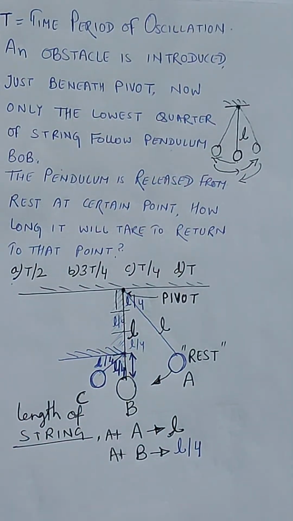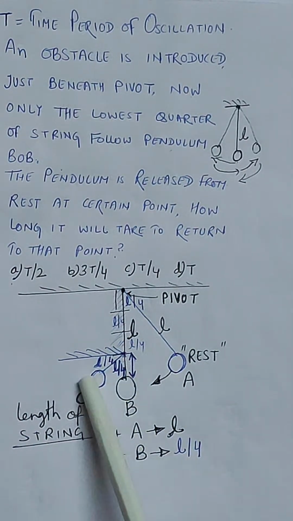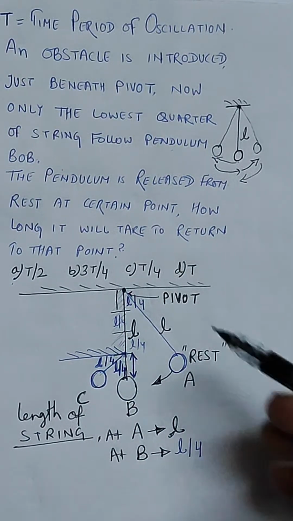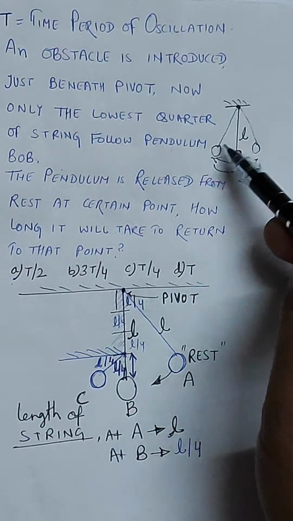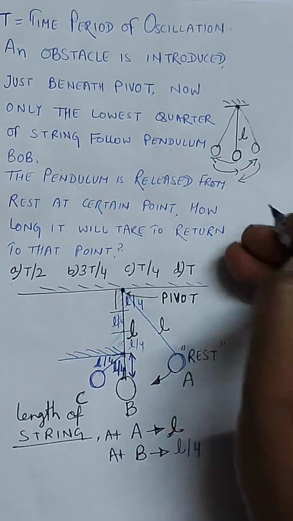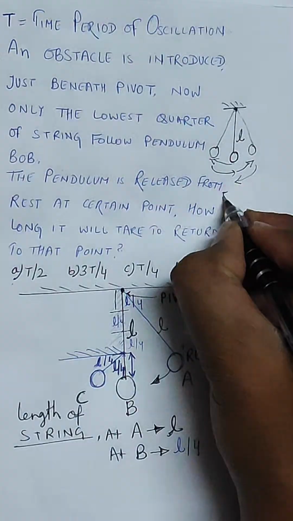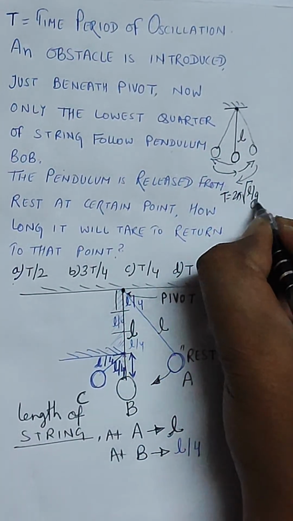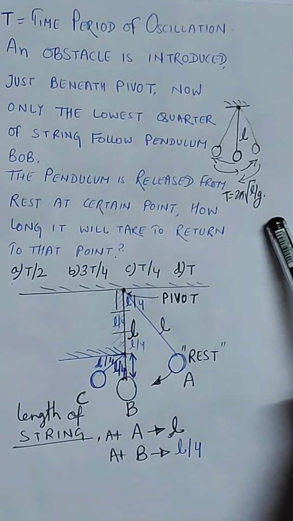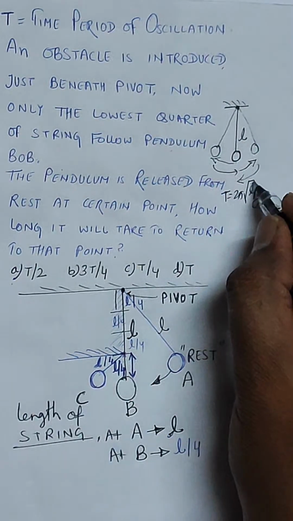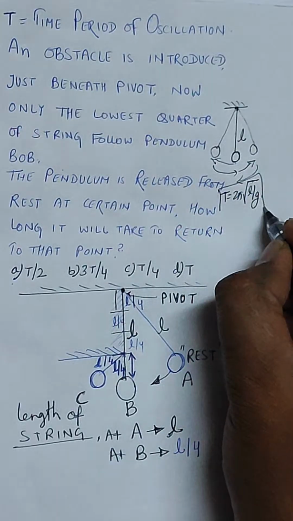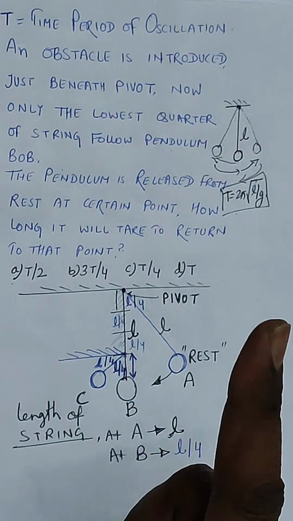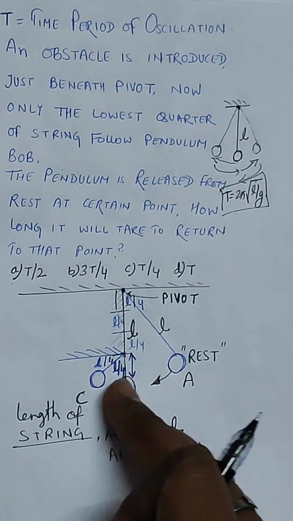So my dear friends, the question is: what is the total time period of oscillation of this pendulum? If it is allowed to move freely like this, then the time period of oscillation will be equal to 2 pi root over L by G, isn't it? 2 pi root over L by G. But is it allowed to move like this? No, because there are only two portions followed by this pendulum.